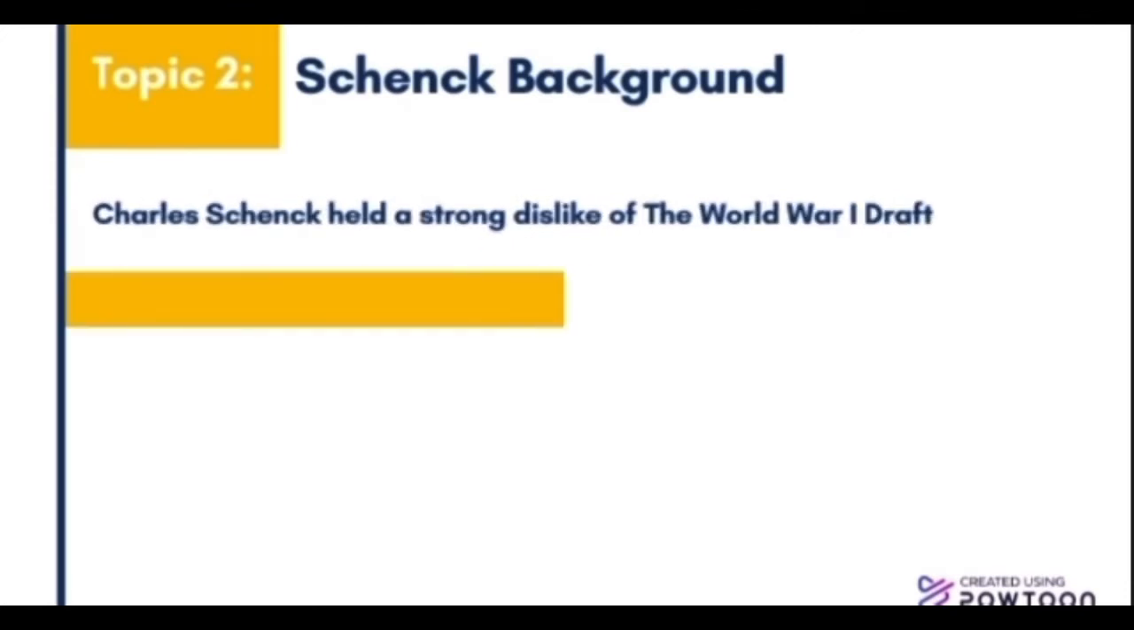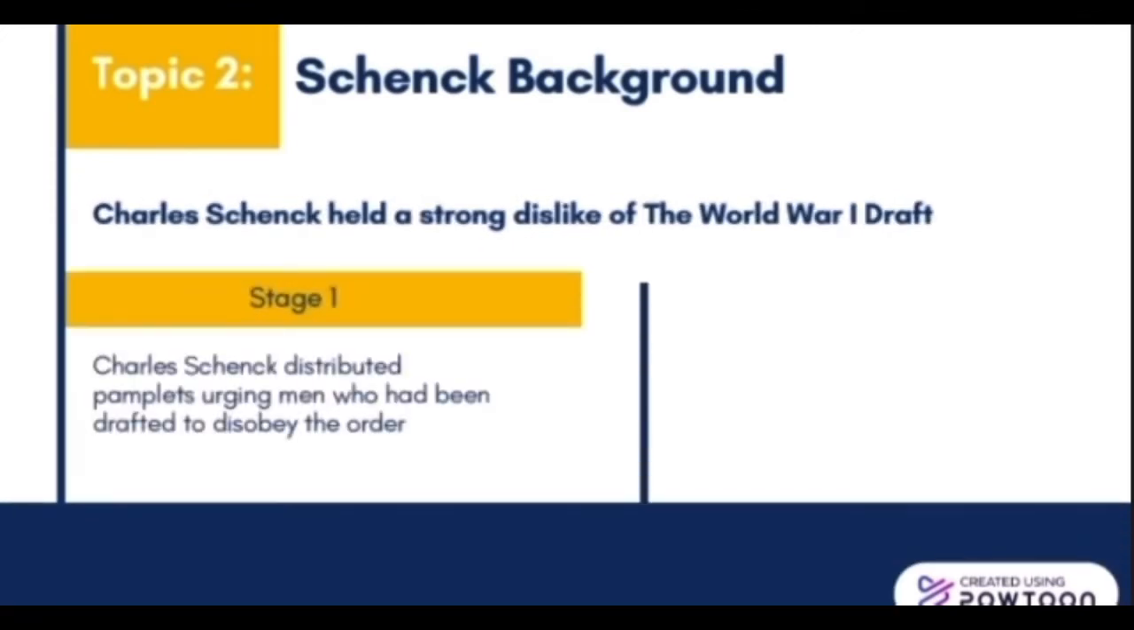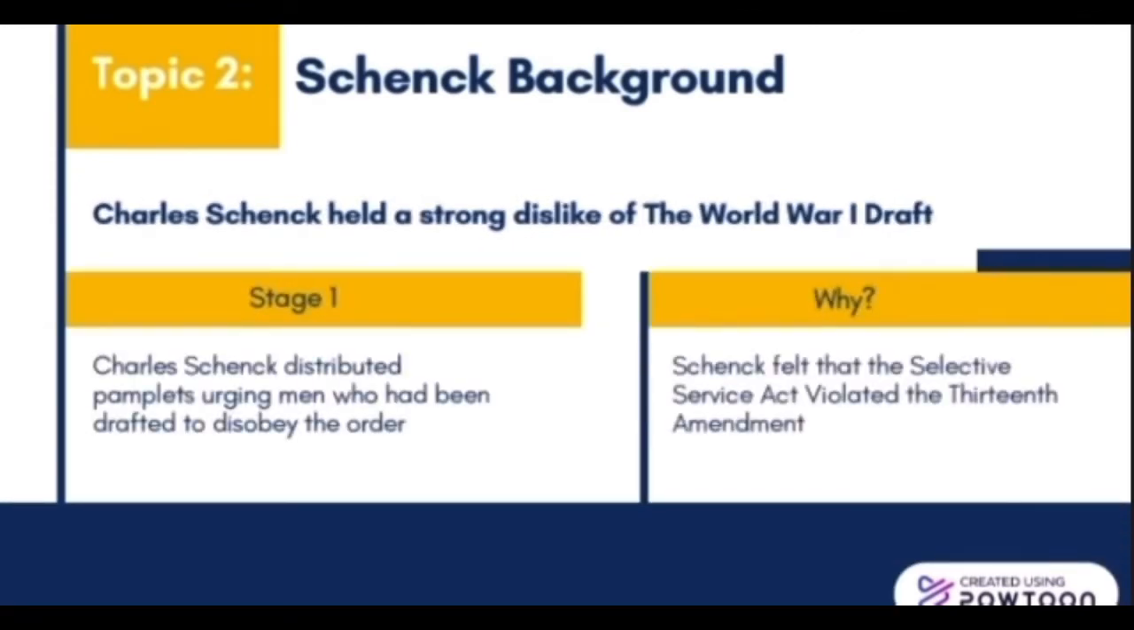Charles T. Schenck was a member of the United States Socialist Party. He was a known political activist who had taken a particular disliking to the war draft, in which men were forced into serving the United States in the war. Charles Schenck and Elizabeth Baer were caught dispersing pamphlets that were intended towards the men that had been included in the Selective Service Act, encouraging them not to participate and heed the enforced war draft.